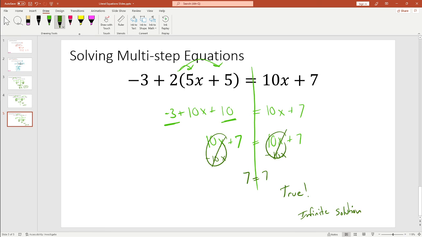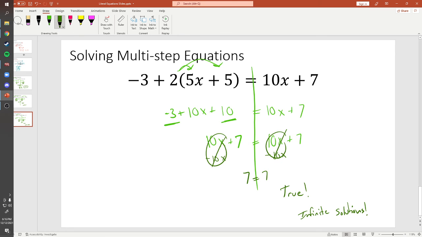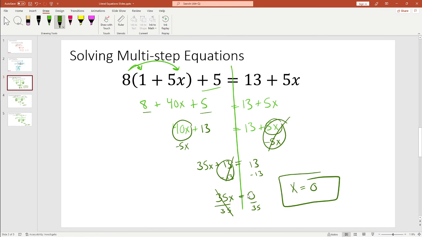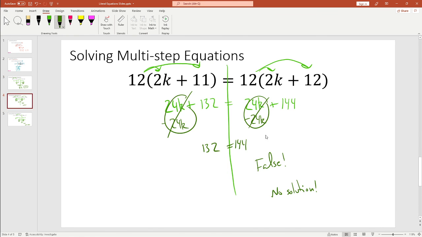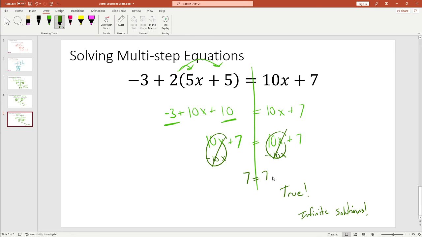So again, those three different types of equations are here: where there's one solution, here where there's a false statement, which means there's no solution, and if you get a true statement at the end, there are infinite solutions.